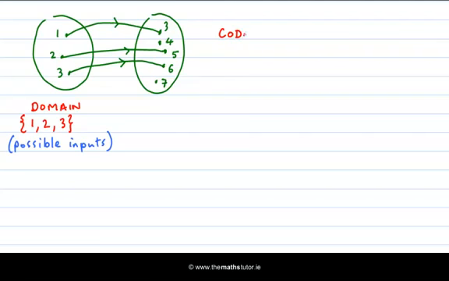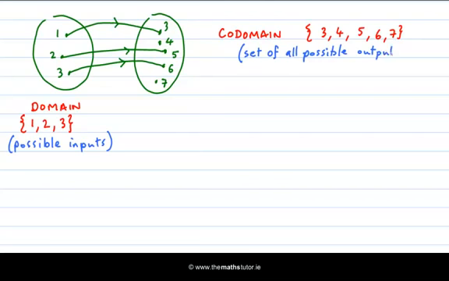On the right, we have the codomain, which is 3, 4, 5, 6 and 7, and that is a set of all possible outputs.